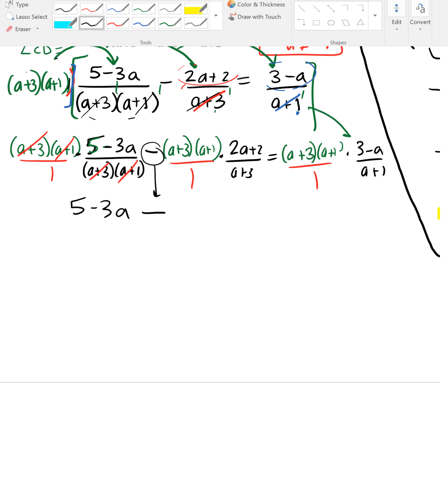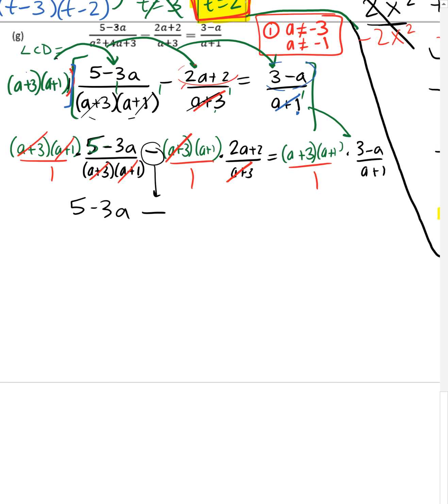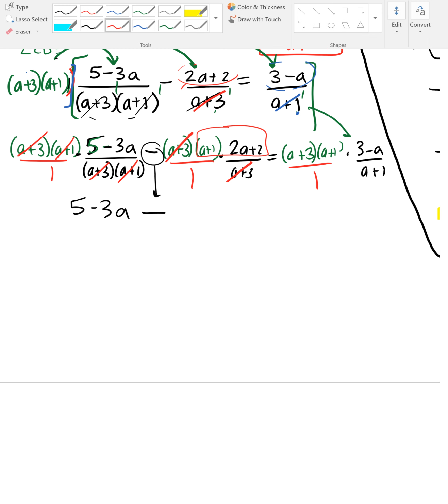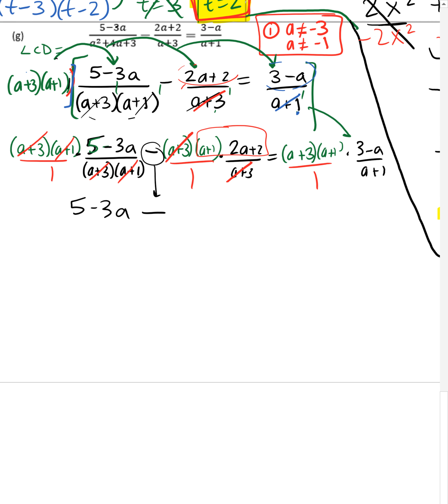For the second fraction, I see that the a plus 3's cancel, but a plus 1 and 2a plus 2 are left over. So I'm going to write those guys next to each other. A plus 1. I'm going to put the 2a plus 2 in parentheses, even though it's not that way in the numerator, because when I multiply these guys, they're really meant to be multiplied fully together. A plus 1, the whole thing, times 2a plus 2, the whole thing.